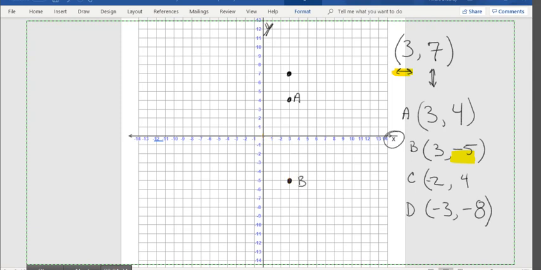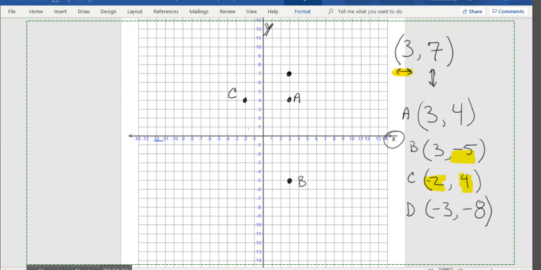Okay, let's look at point C. Oh, look at that, I forgot to put parentheses at the end. Negative 2, 4. So negative 2 means I'm going to start off by going negative 1, negative 2, then 4. So that's positive 4. So I'm going to go positive 1, 2, 3, 4. So point C goes right there.